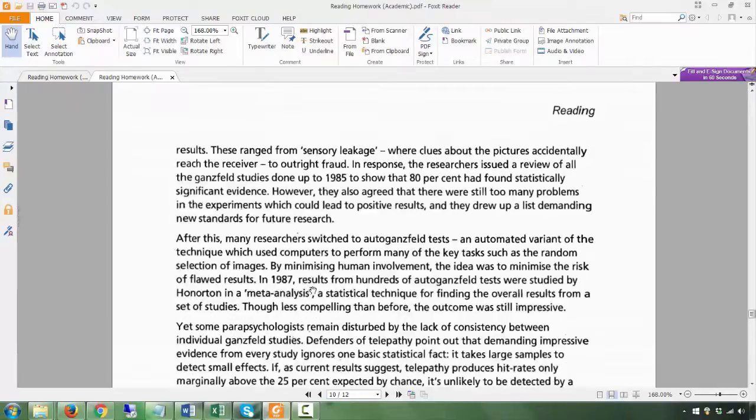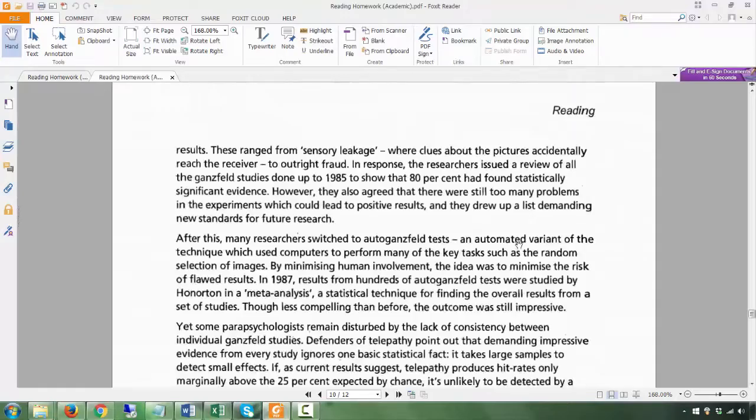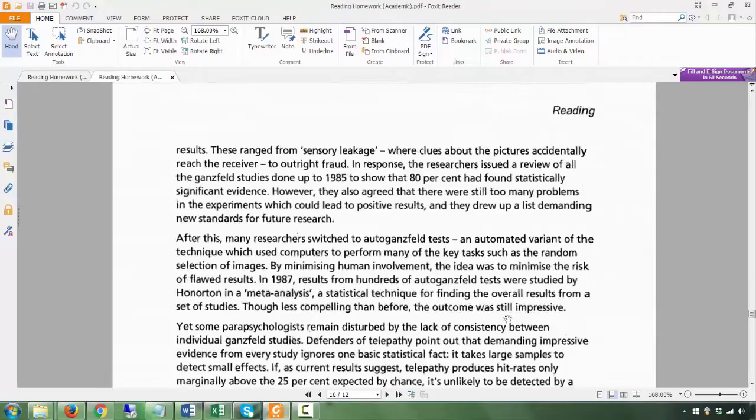The results from the hundreds of Otto Ganzfeld tests were studied by Honorton in a meta-analysis. So results were subjected to a meta-analysis, which is a statistical technique for finding the overall results from a set of studies. Okay, so meta-analysis, the what between test results was put down to the fact that sample groups were not what? The what between different test results.